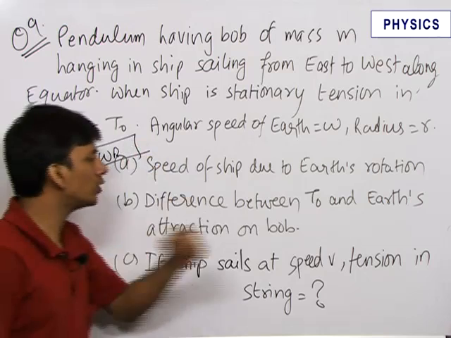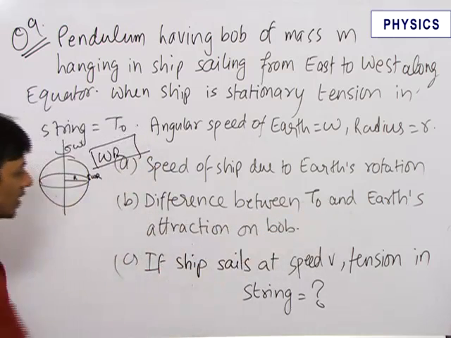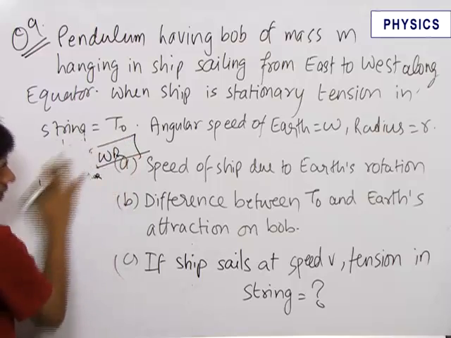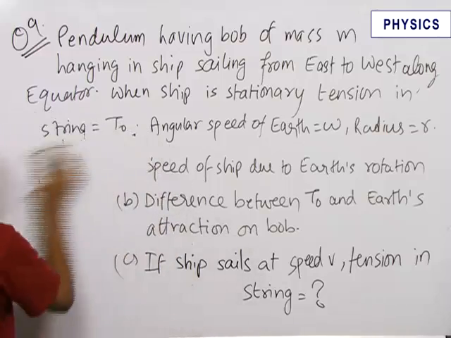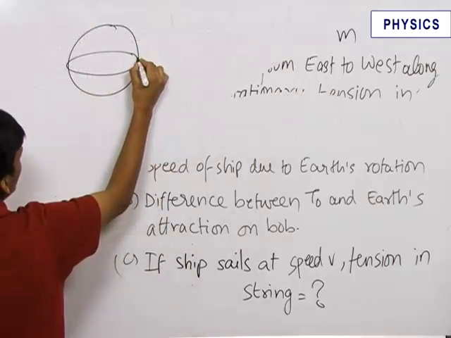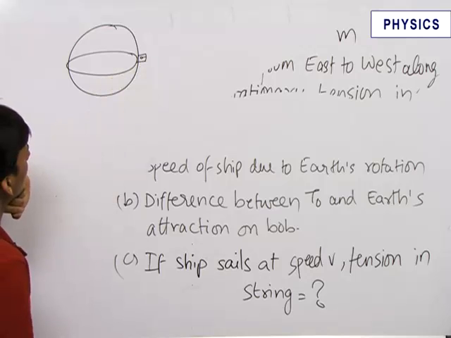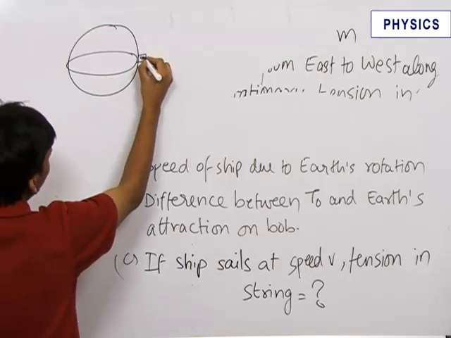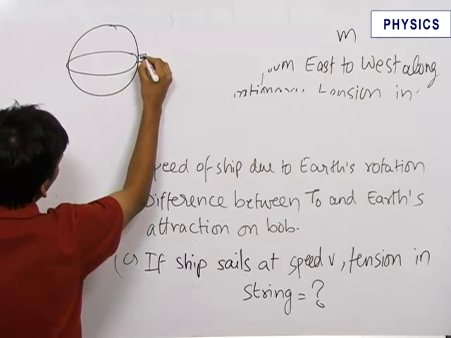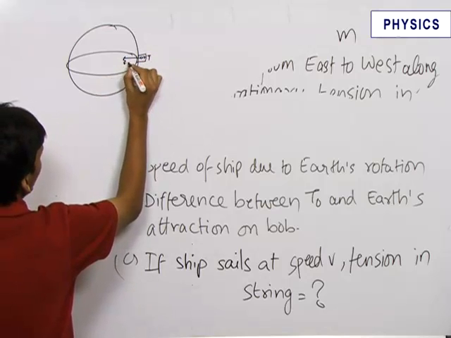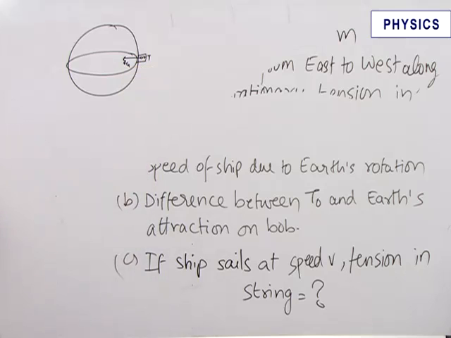We now need to find out the difference between T naught and the earth's attraction on the bob. For this, let us draw another diagram. This ship is doing circular motion and there is a pendulum hanging on the ceiling of the ship. Now there is a tension acting on this bob in the upward direction, that is a pulling force, and the gravitational force acting towards the center.